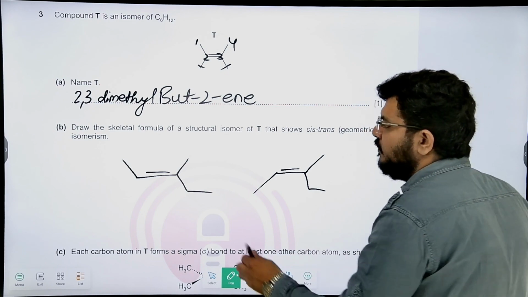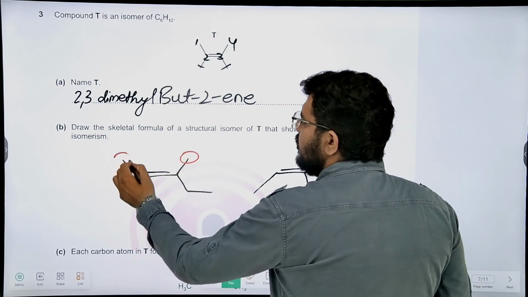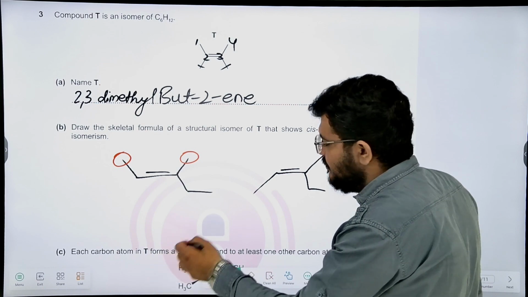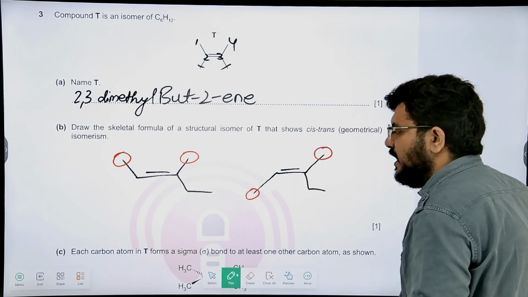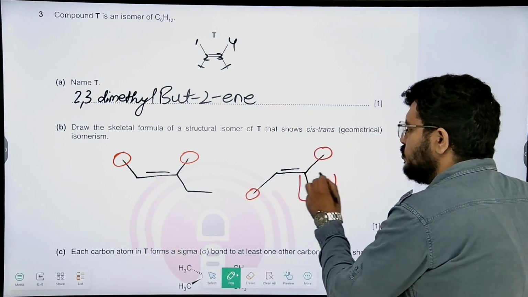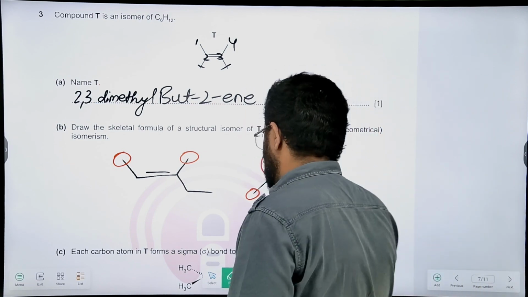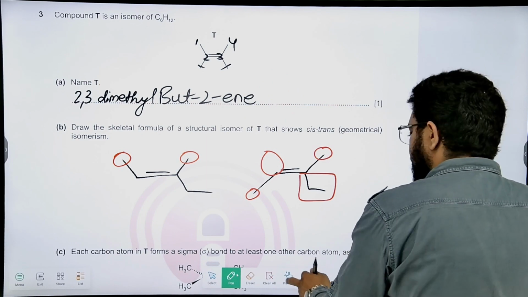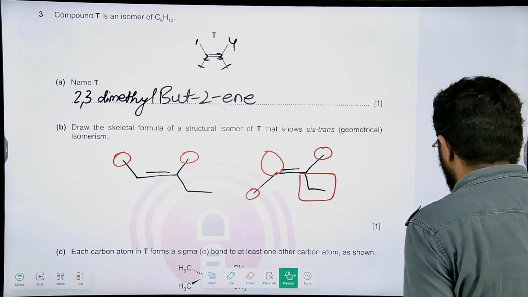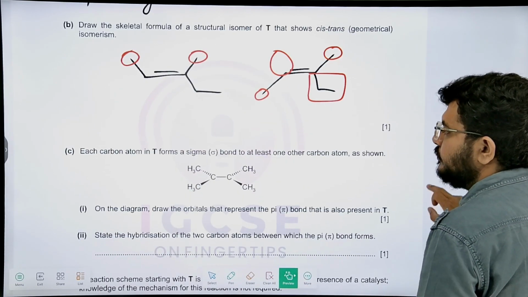But what do you have to show? You have to show that both the CH3 groups are either on the same side or on different sides, and because these two groups are different, it shows cis and trans isomerism, right? This is what happens when there is restricted rotation about a double bond.